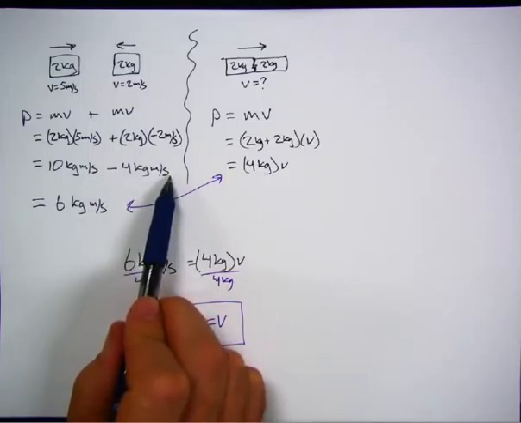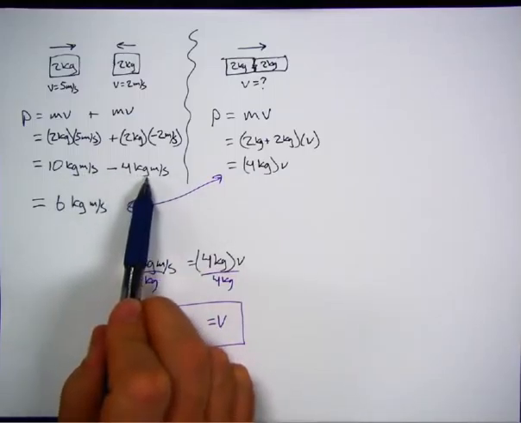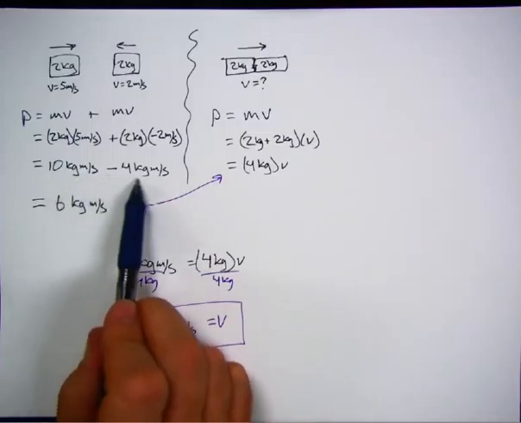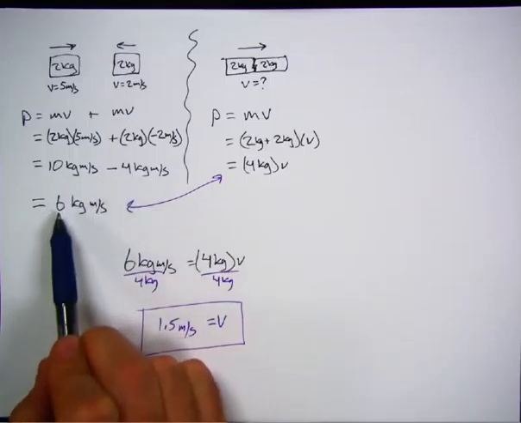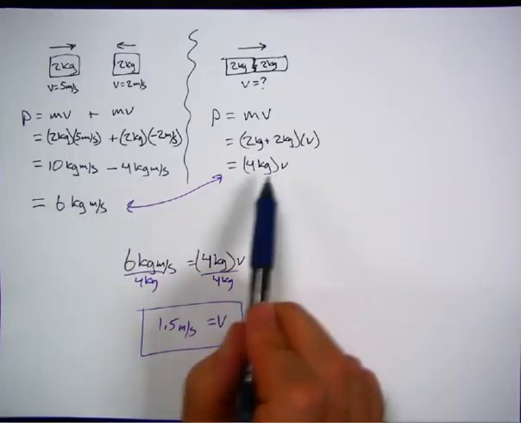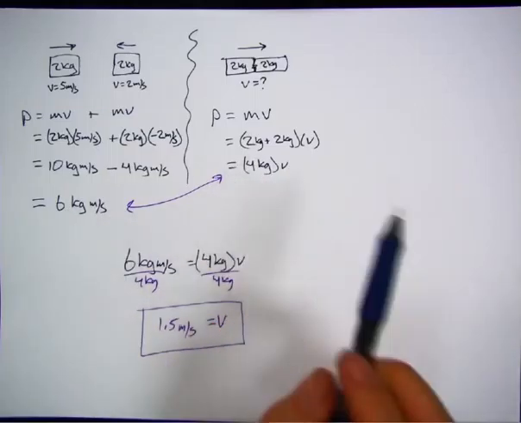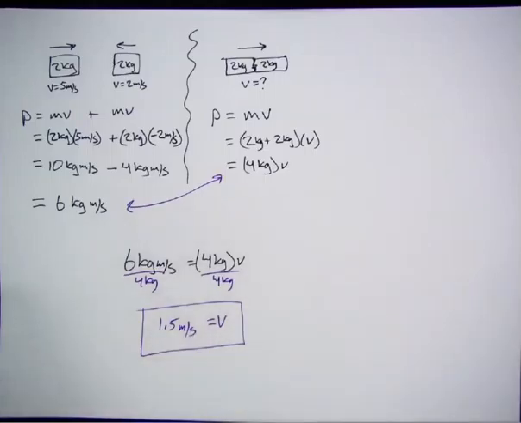I might wonder what would happen if both of these guys had the same amount of momentum. If I had 10 kilogram meters per second for one car and negative 10 kilogram meters per second for the other car, I would end up with 0 momentum. What would happen on the other side? If I had 0 momentum here, presumably this would stop. So those are a couple of situations that we can actually try and see what happens.